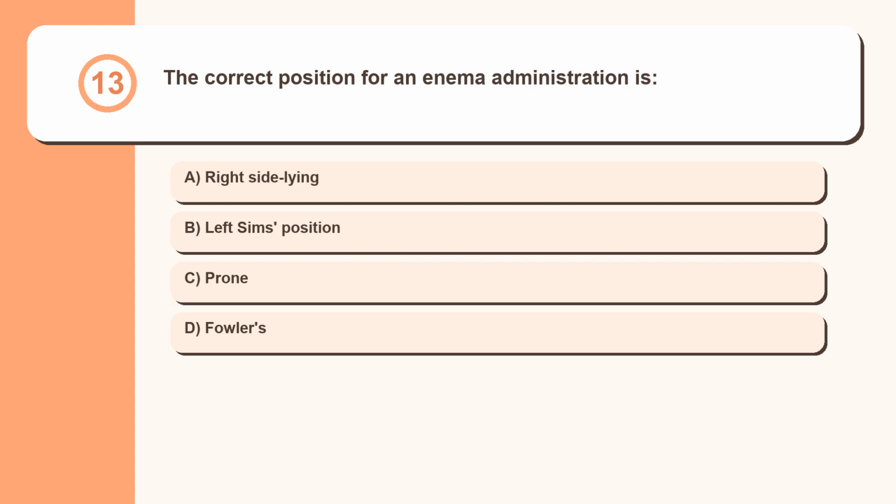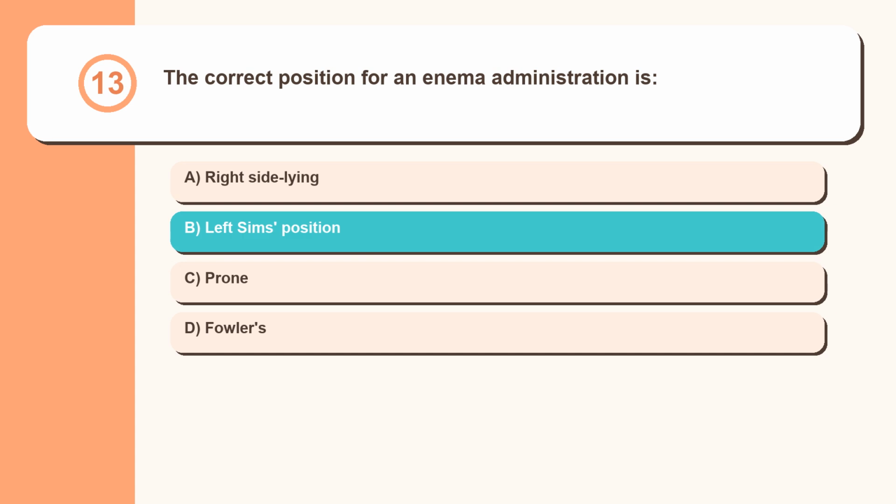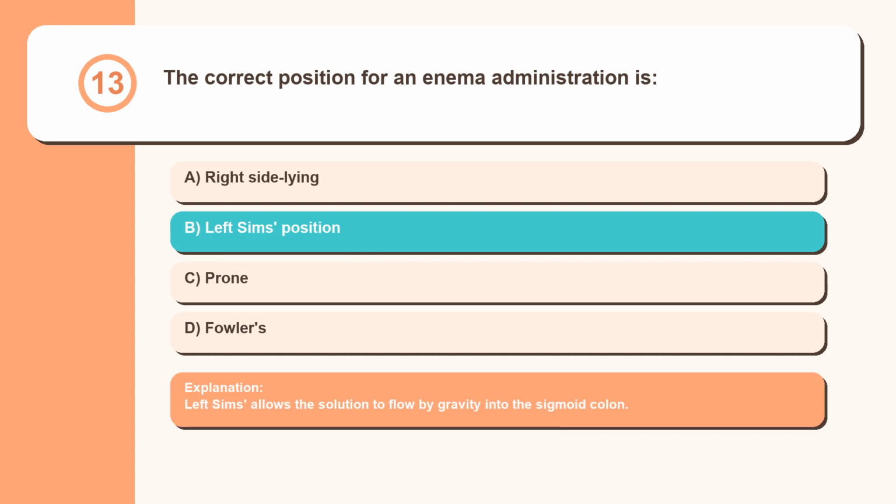Question 13. The correct position for an enema administration is: right side lying, left Sims position, prone, Fowler's. Left Sims allows the solution to flow by gravity into the sigmoid colon.